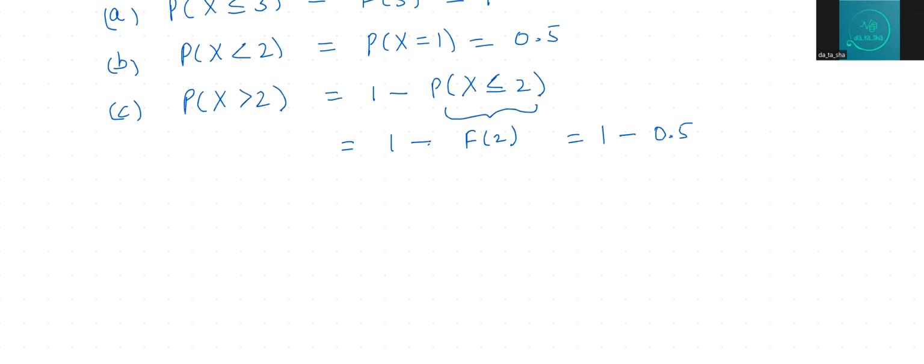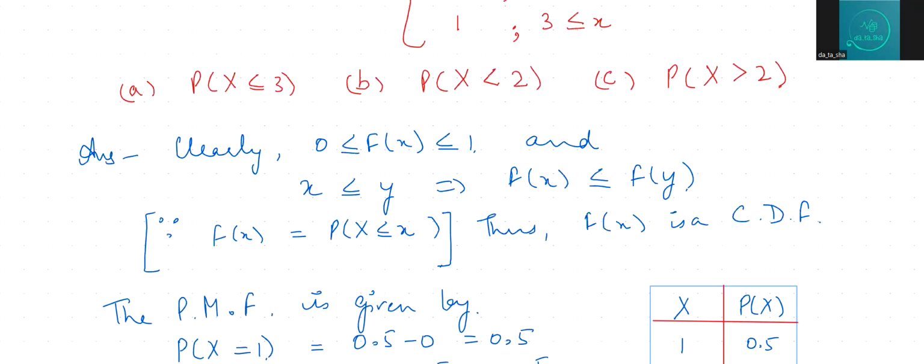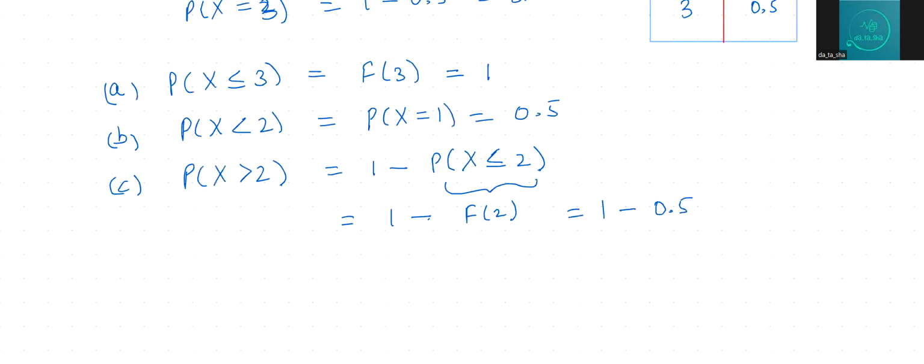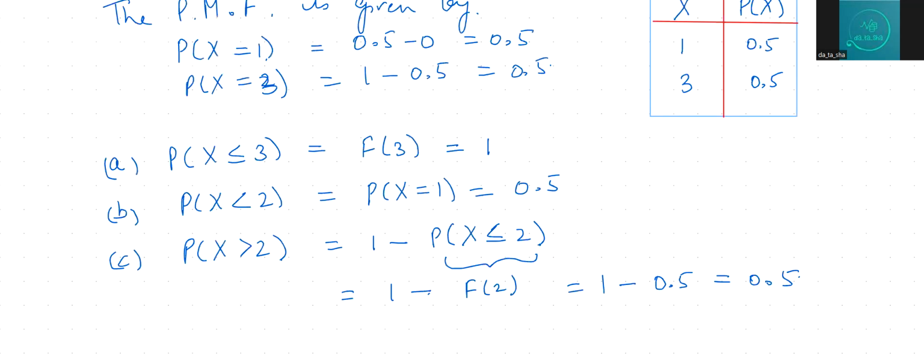Why 0.5? Because here you could see in the question that X lies between 1 to 3. So X can take the value 2 as well. So F of X is 0.5. If I take 2, I give small x the value 2. So F of 2 is nothing but 0.5. So this becomes 1 minus 0.5. So again, the answer would be 0.5. So this is how we can find out the cumulative distribution function. Verify that this is a cumulative distribution function.